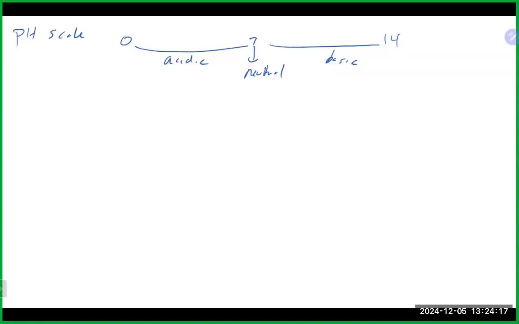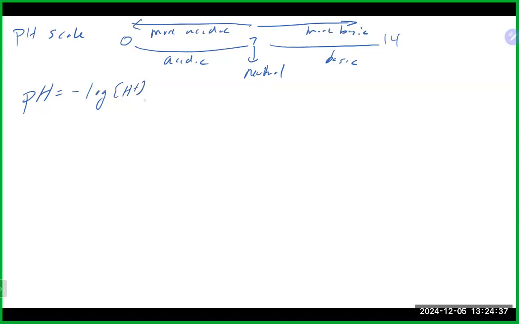As you go from 7 towards 0, it is more acidic. Going 7 to 14, it gets more basic. We can calculate the pH by taking the pH is equal to negative log of the H plus concentration. Again, a reminder, much like the Kw, you can write it as H3O plus if you like, and you could also use that H3O plus in the Kw.